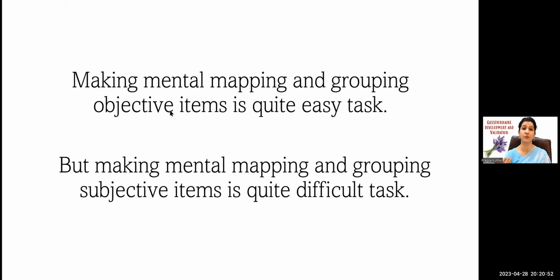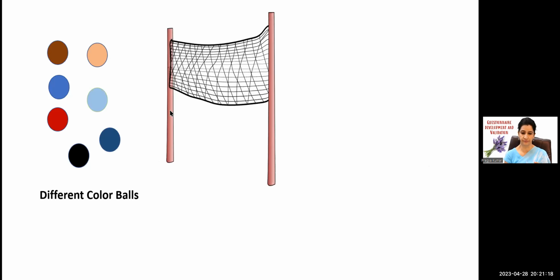Again, attitude is an intangible word. You cannot measure it, you cannot see it. So grouping and mapping of objective items is very easy, but for subjectivity, all these emotional things and latent variables which are not observable, grouping them is quite a difficult task.